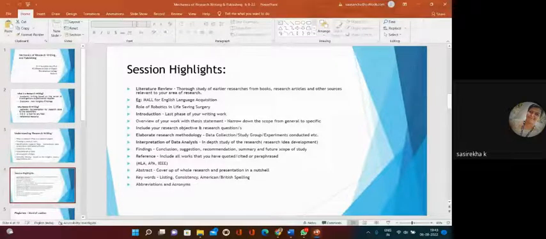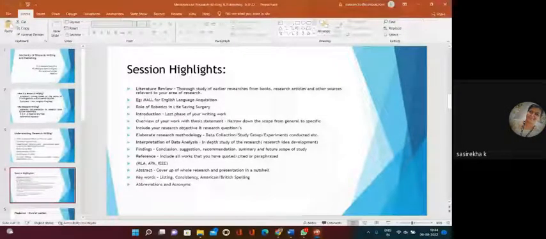Then interpretation of data analysis. So the data collected, the experiments conducted, then our research idea, and then our research integrity should find a place over interpretation of data analysis. Then only we could come to the appropriate findings, relevant conclusion, and suggestion.